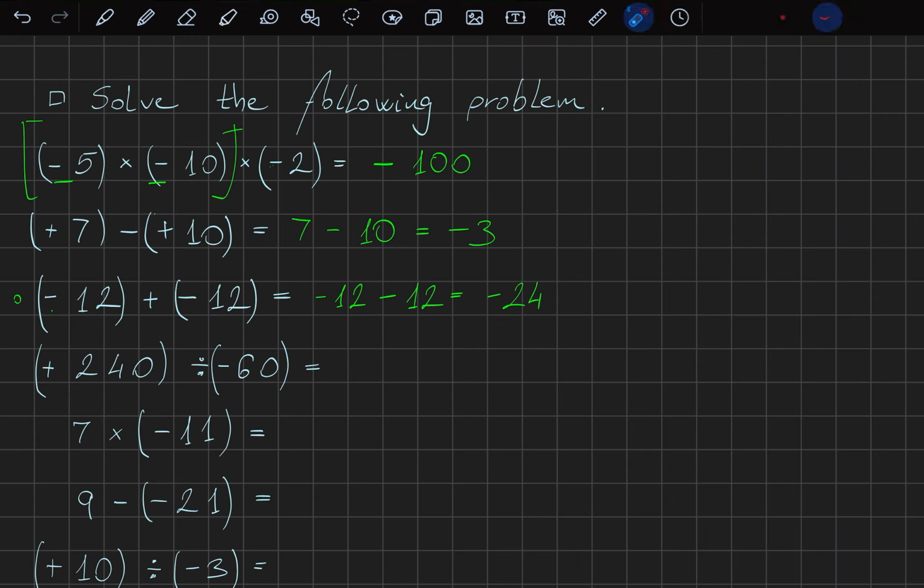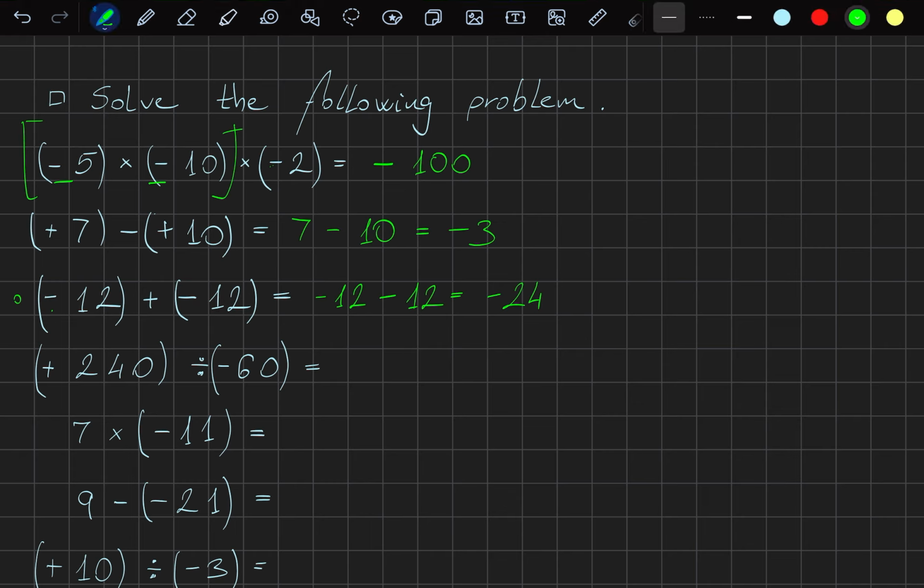And here many students make the mistake that minus and minus will be plus. No, it will not be plus. If you multiply or divide, then yes, but here we add minus 12 to another minus 12, so basically we take away 12 from the minus 12. So minus and minus here will not be plus.